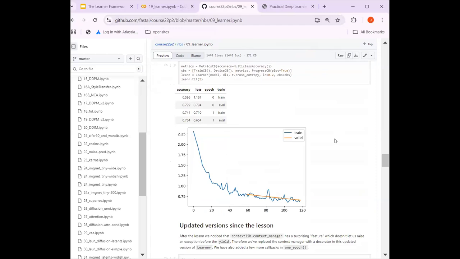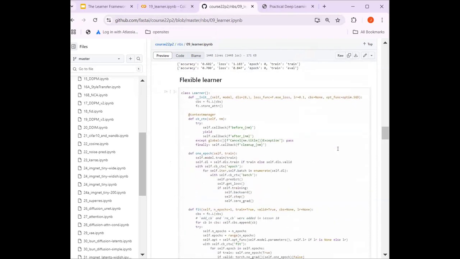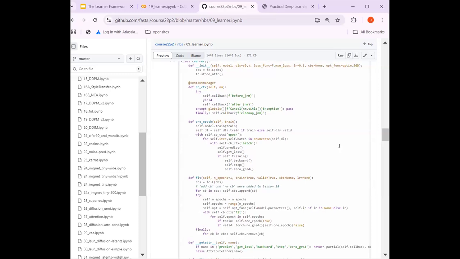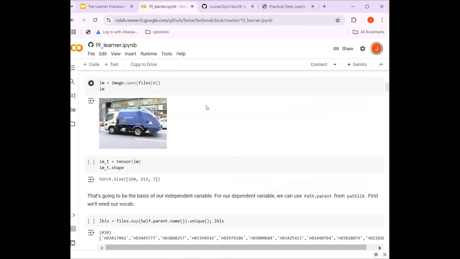I can't remember exactly what he added, but I think, for example, in the fit method for that flexible learner, he added train equals true, validation equals true, extra callbacks for the fit, and more parameters to it that weren't in that video. This is an example, but anyway, I just point that out. No, that's good. Thank you.